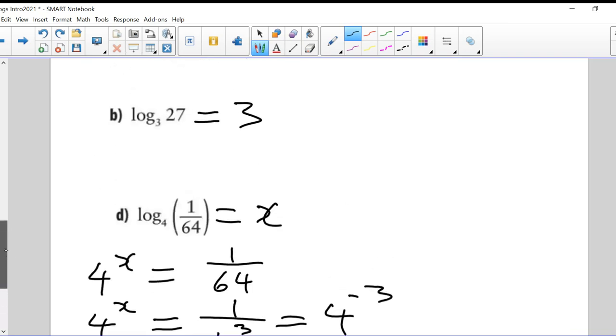So my original question was, what is the base for log of 1 over 64? And Brendan is now right. The answer is that the base for log of 1 over 64 is minus 3.